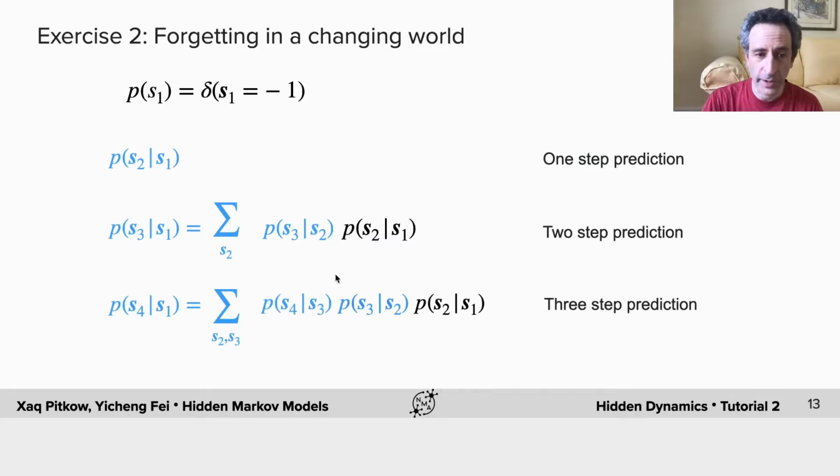And we can keep going. S4 given S1 is a sum over all the intervening states. How did you go from S1 to S2 to S3 to wind up at any particular S4? So that is a three-step prediction.